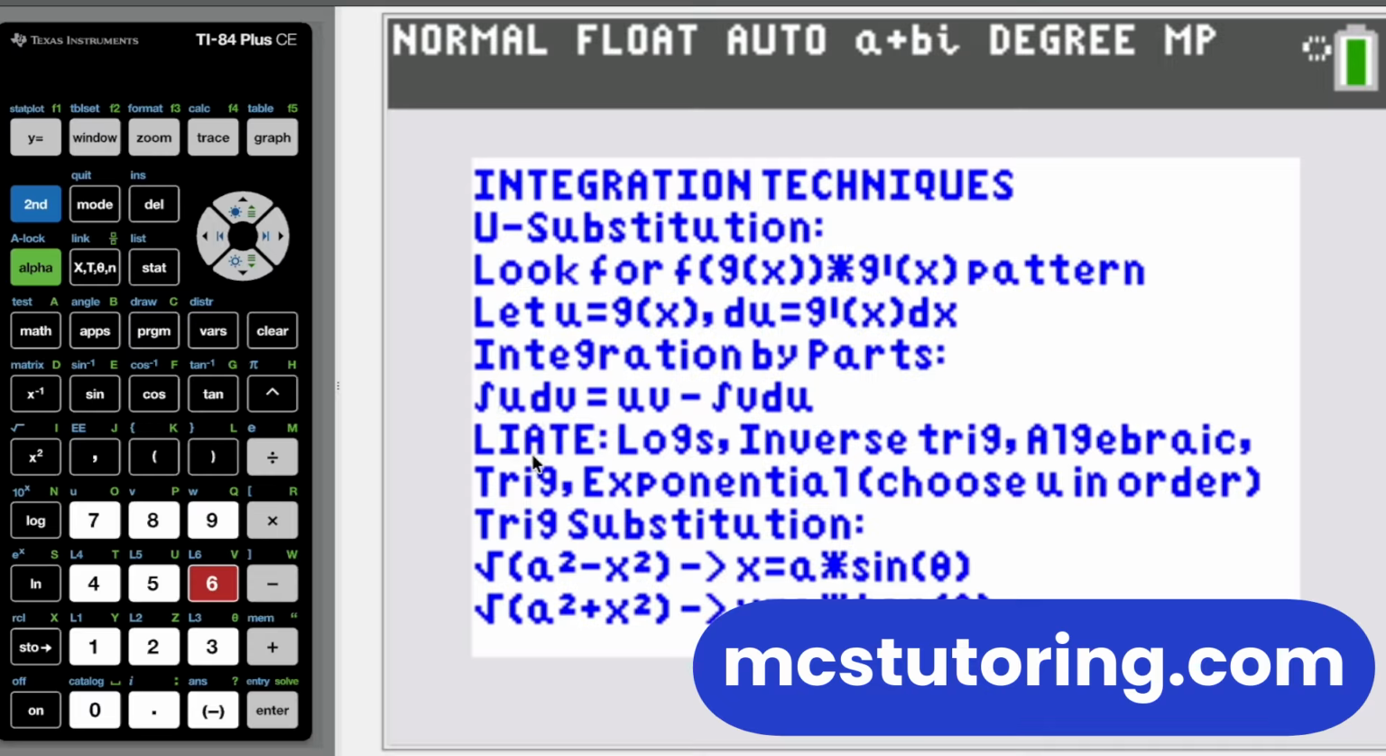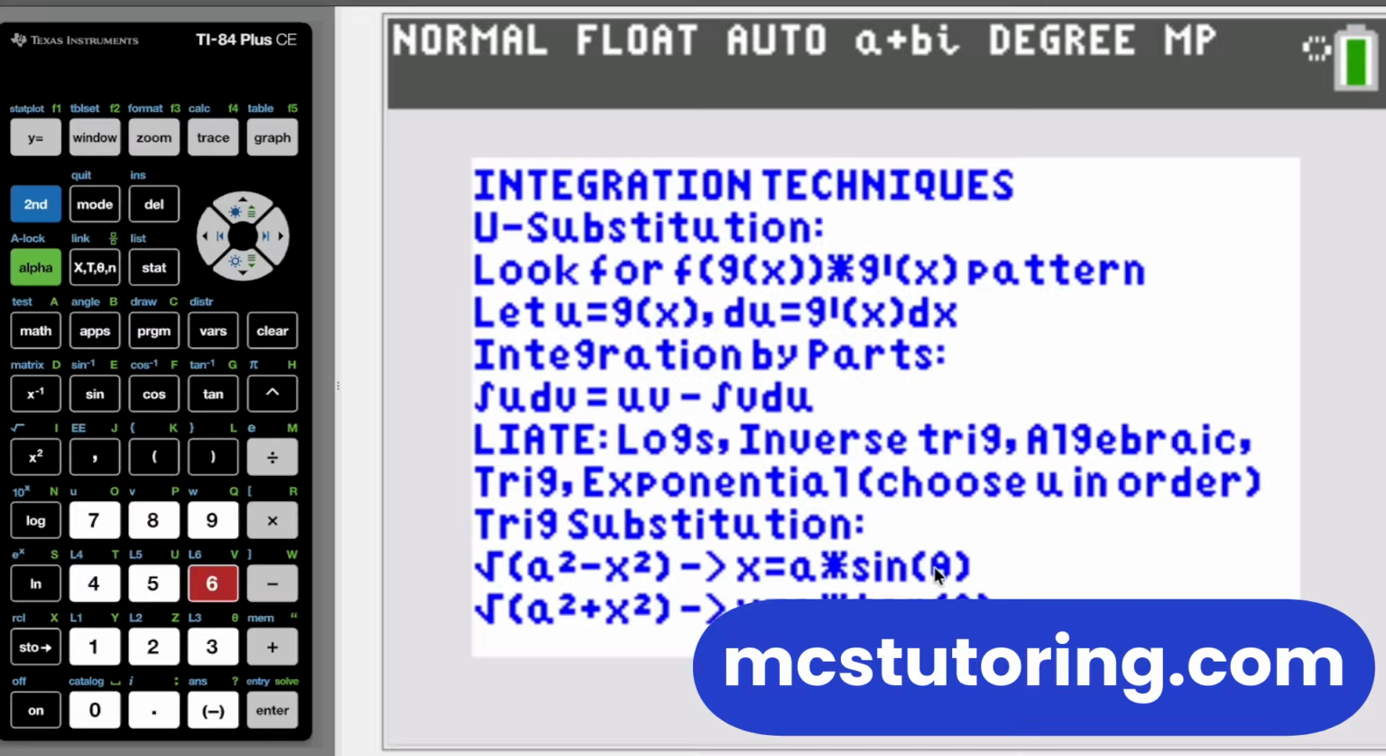And then we have LIATE. So we do, in that order, logs, inverse trig, algebraic, trig, exponential. Choose u in that order. Then trig substitution. By the way, the integral of the square root of a squared minus x squared. I'm getting bleary-eyed here.